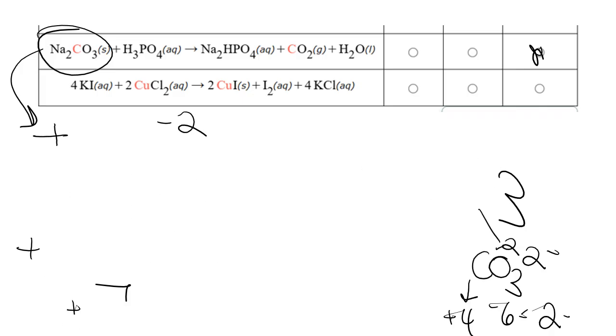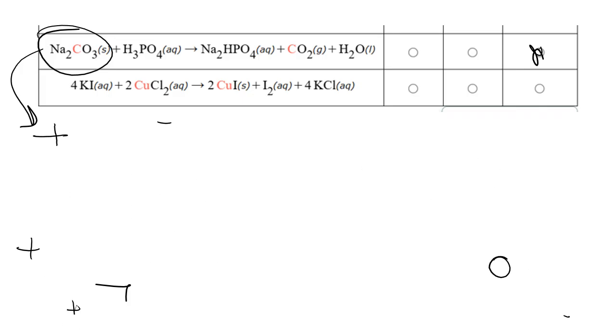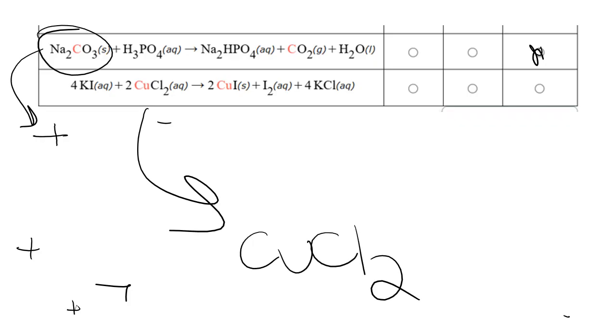Where on the left, chlorine is a minus 1. That's in group 17. That makes us a minus 2. Copper has to be a charge to make that 0. So copper is a plus 2.